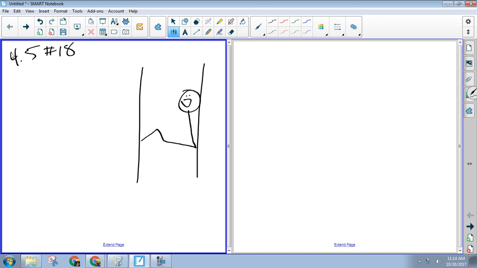And then they've got a broken leg, apparently. Whatever, we're going to leave it. Her legs are like that, and she's sitting like this, right? Okay. So it tells us that the climber has a mass of 49 kilograms.